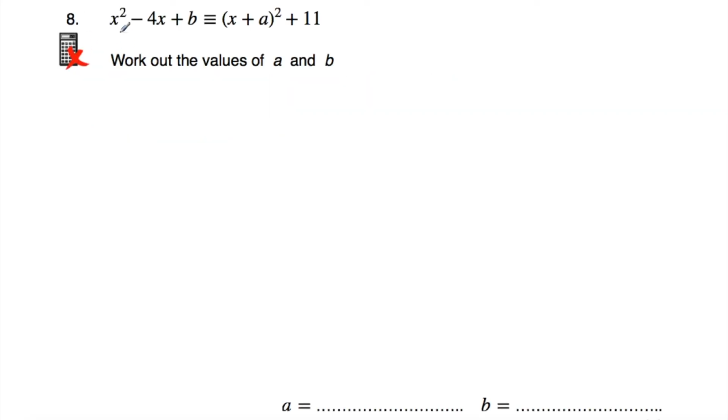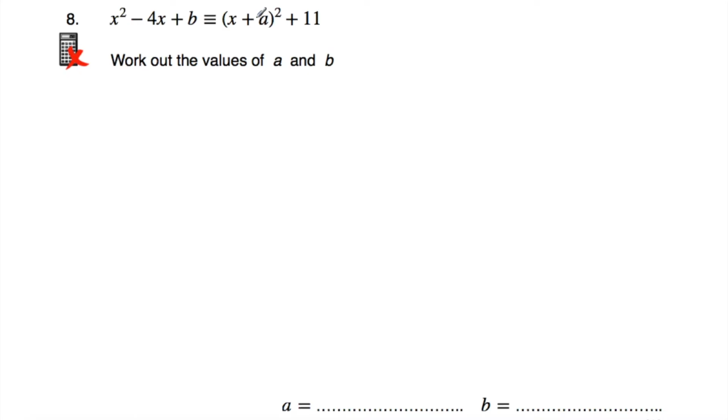So question number 8, we've got x² - 4x + b is equivalent to (x + a)² + 11. And we've been asked to work out the values of a and b. Okay, now if we were to start off with this left-hand side and do completing the square, the first thing we would do is half the coefficient of x. The thing in front of the x here is minus 4, and if we half that, it'll be minus 2, and we put that in the bracket here.